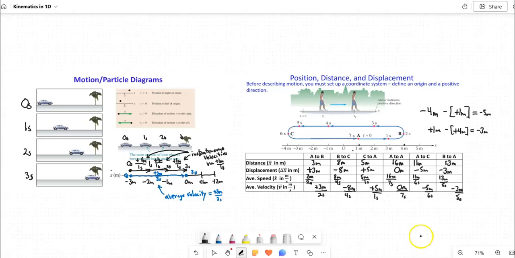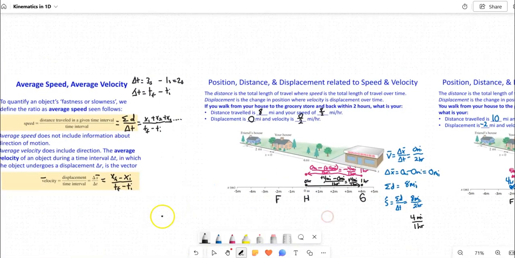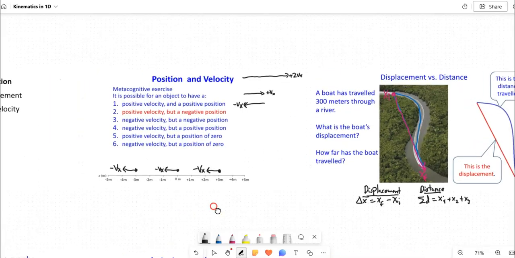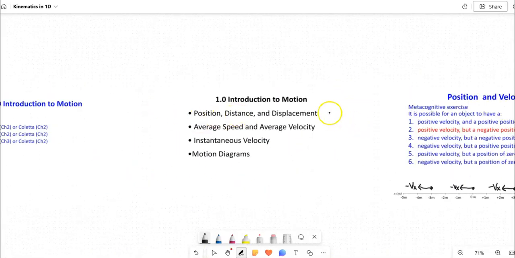And that ends our very first lecture on the differences between, so that's ending this first introductory lecture about position, distance, displacement, average speed, average velocity, instantaneous velocity, and motion diagrams. I hope you enjoyed it.